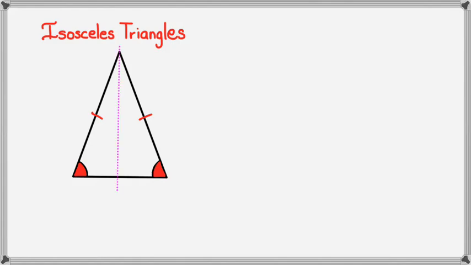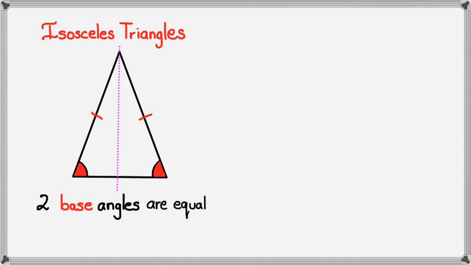As you can see why it's similar, because if I put a line of symmetry through the middle, the right side of the triangle is a reflection of the left side. So that's how we know that the sides are equal and the angles are equal. So as you can see, the two base angles are equal.